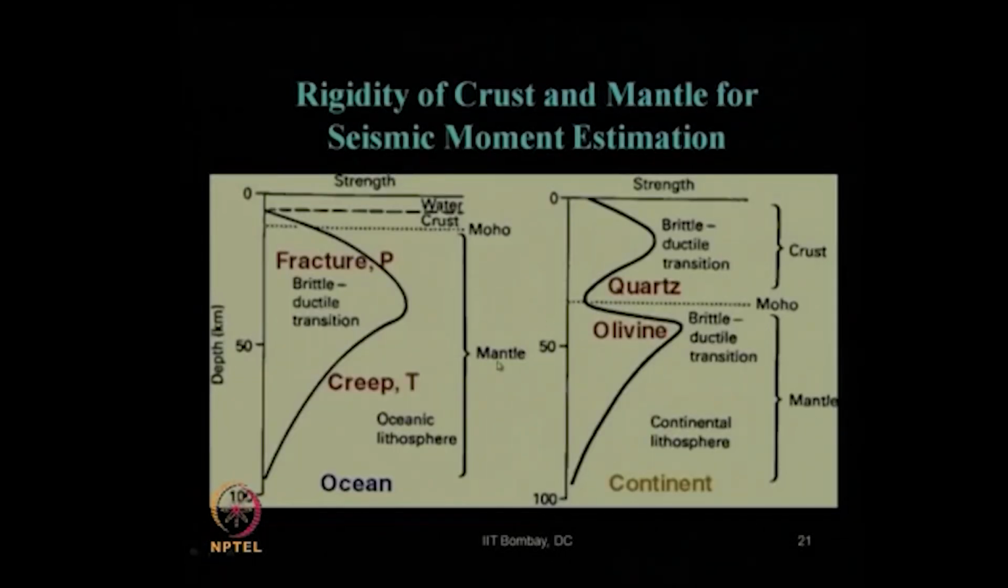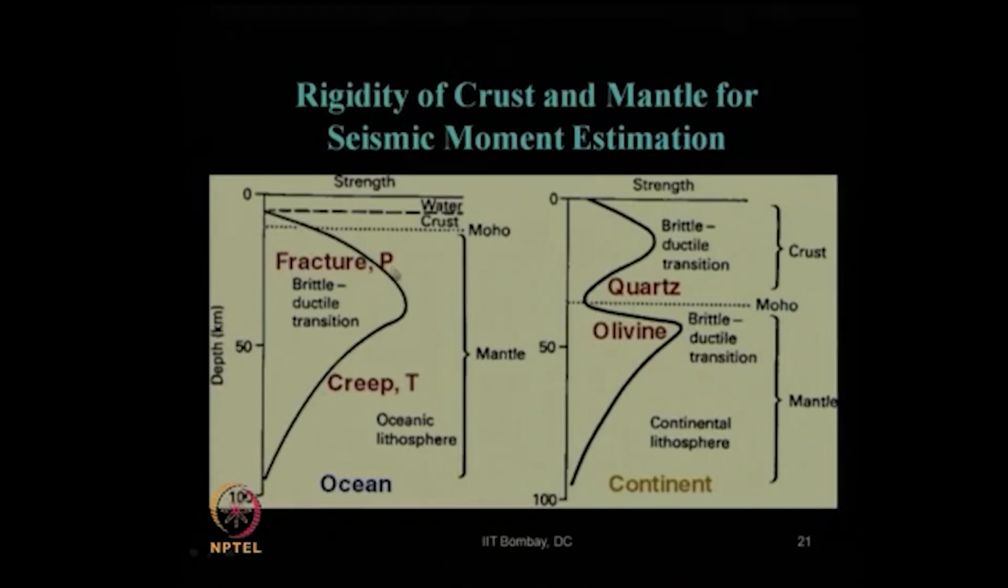Now, what we have estimated is the strength of a rock at the crust level and mantle level. This picture shows the rigidity of the crust and the mantle for that seismic moment estimation, for that mu value, which is already given a number. You can see this is the oceanic crust and this is the continental crust. For oceanic crust we have a few kilometers of water, then the oceanic crust, then the boundary between crust and mantle, which is the Mohorovičić discontinuity.